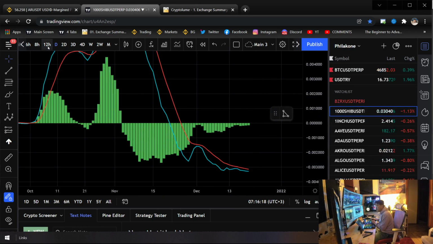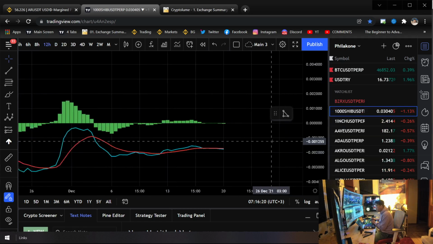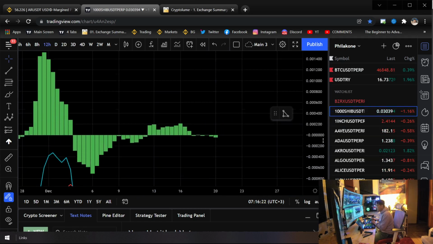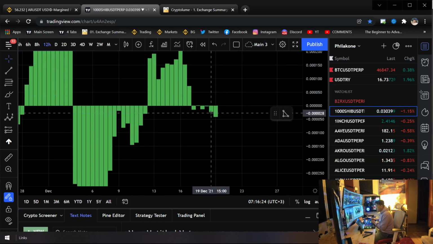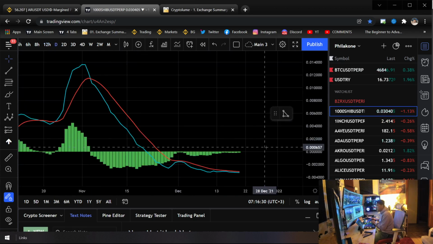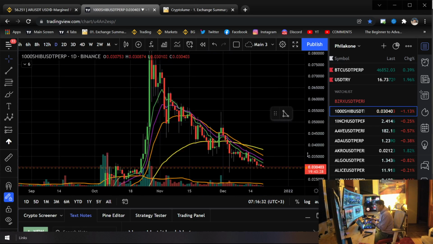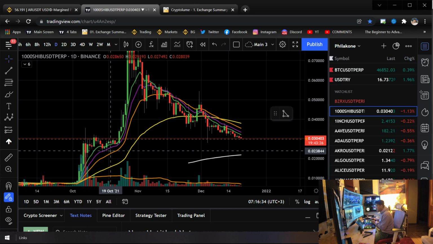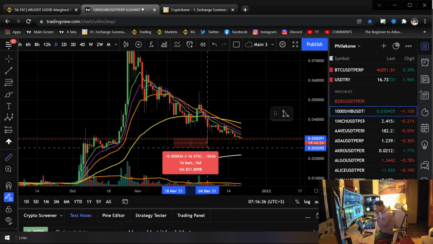It looks like it wants to give it a go soon. But we see that if you zoom in really closely on the 12-hour, it tried to go up just yesterday morning, rejected, okay? So it means it's got a little bit of a way to go right now. I'm not interested in it quite yet, but it is reaching that region where we could get a significant bounce sometime soon.